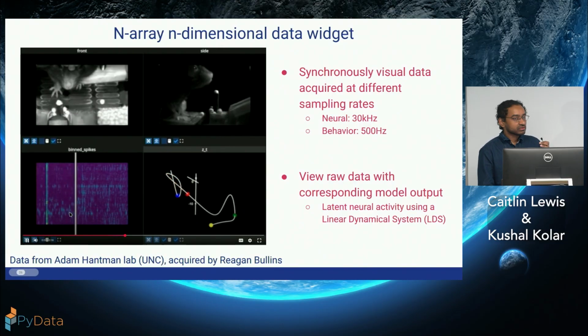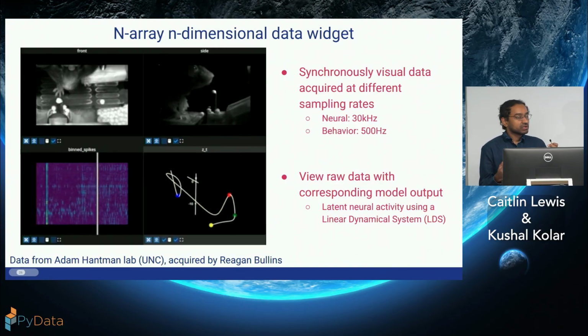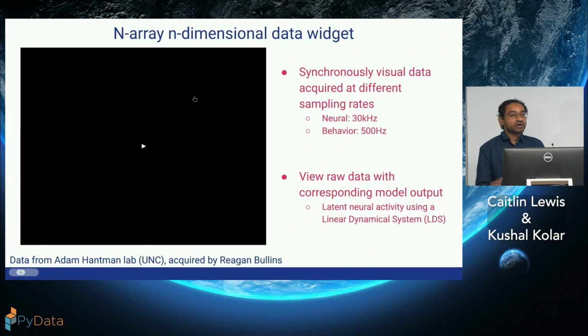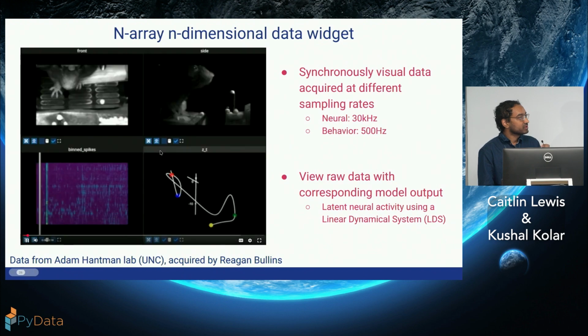And what you're seeing over here on the bottom left is a time series of neural activity, of what the mouse is kind of thinking while it's putting its arm out and reaching out to grab this food pellet. And what you're seeing down here on the bottom right is a dynamical system model that's trying to create a low-dimensional latent representation of the neural activity.